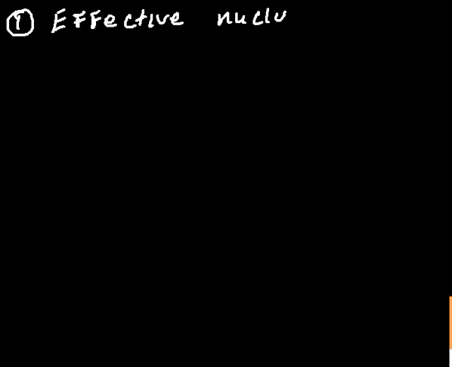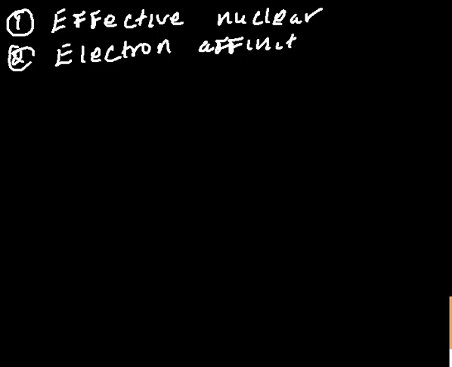We have the effective nuclear charge. We'll be talking about the effective nuclear charge as a physical variation, or physical trend. I will also have the electron affinity. We'll be talking about what electron affinity is all about. And we'll be talking about the ionic radius. So we'll be looking at what ionic radius is all about.